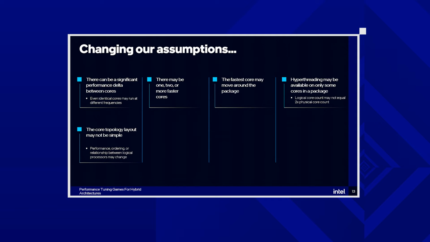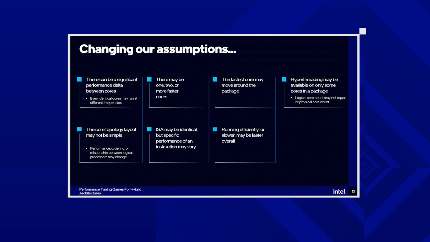Performance ordering or relationship between logical cores may change. The ISA may be identical, but specific performance of an instruction may vary, and we'll get into that in a bit. Running efficiently or slower may be faster overall. So switching things to E-cores, while it may take longer to run, may be more power efficient. And power may be shared on the package between the GPU, the CPU, and other silicon, and may affect the frequency of the package.